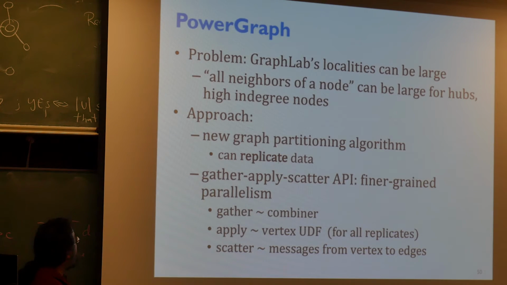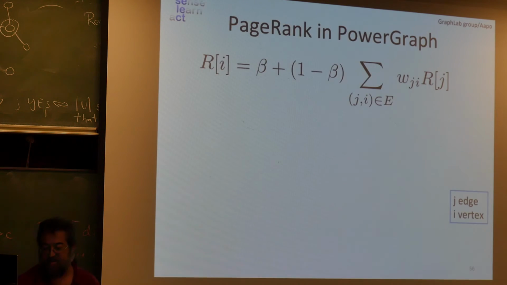So here's the solution. The basic idea is we're going to replicate data across different parts of the graph. And we're going to use a slightly different API, which they call gather, apply, scatter. Roughly, the gather is like a combiner. The apply is kind of like the vertex-centric compute process. And the scatter is like the signal, so it's sending messages to the edges.